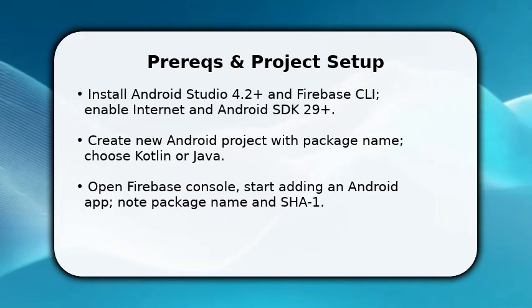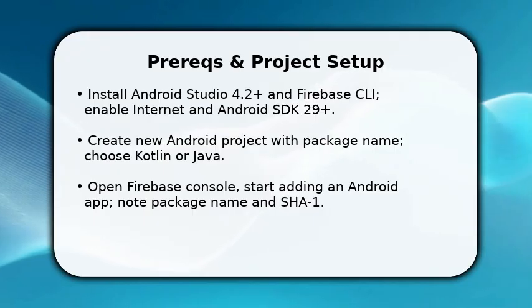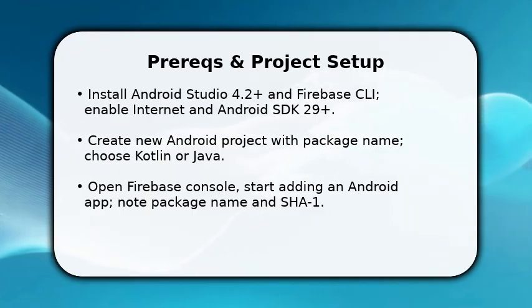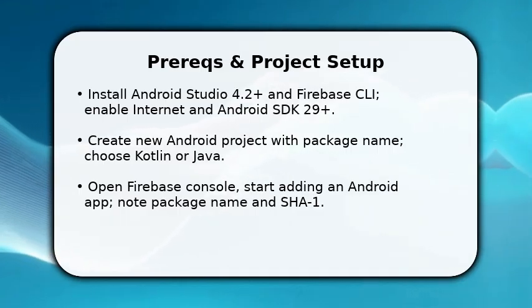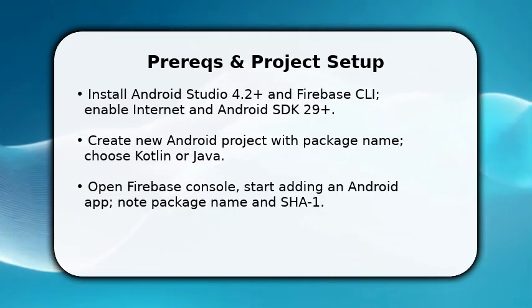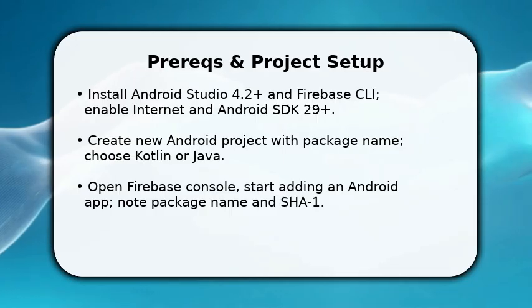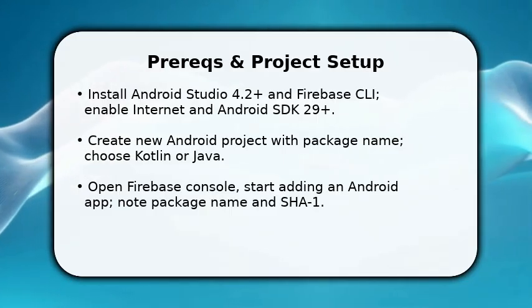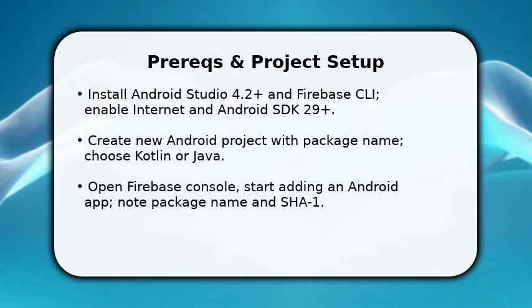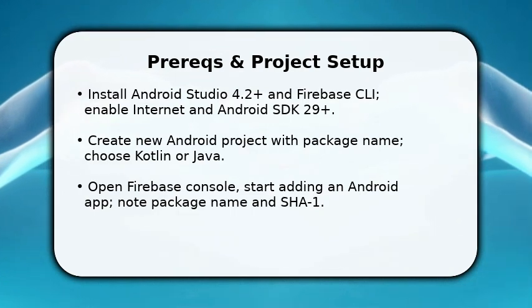You start by ensuring prerequisites are ready: Android Studio, SDK, and a Firebase account. Create a new Android project and pick your language. Once done, open the Firebase console and register an Android app using your exact package name. Add the app's SHA1 if you plan to use auth or dynamic links. Make sure the Firebase project region fits your users. This begins the connection sequence and prevents common identity or build mismatches later.